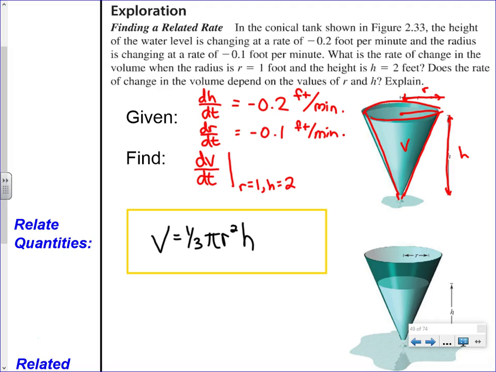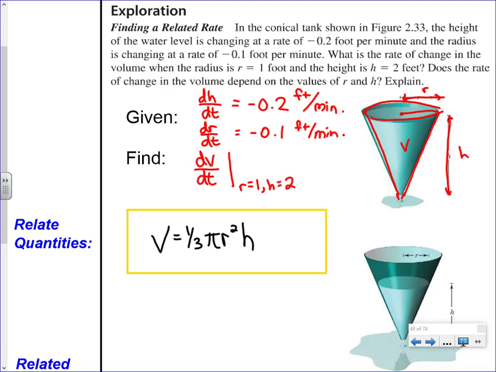Question, if this water is draining out of this cone, is r always 1 and h always 2? No. r is getting smaller, h is getting smaller. So this isn't true for the whole problem. These are true for the whole problem. These are constant. These remain unchanging until the water's gone. These are one specific snapshot in time.